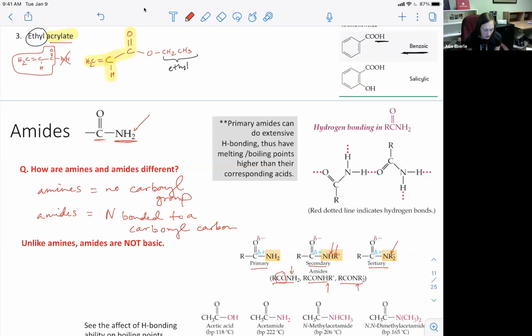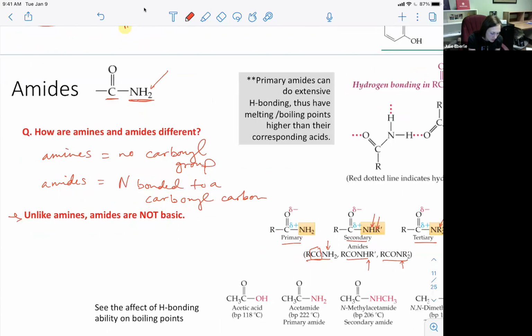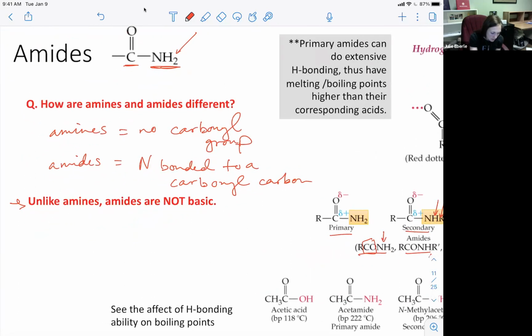Okay. Now we're going to get into properties just a little bit. So I have another difference here. I have this statement: unlike amines, amides are not basic. Okay, why? I'm going to draw something like what you see right up here. I'm going to draw this again. C double bond to O. I have some kind of R group, and then N and H and H. And we know the nitrogen, when it has three bonds, has a lone pair.